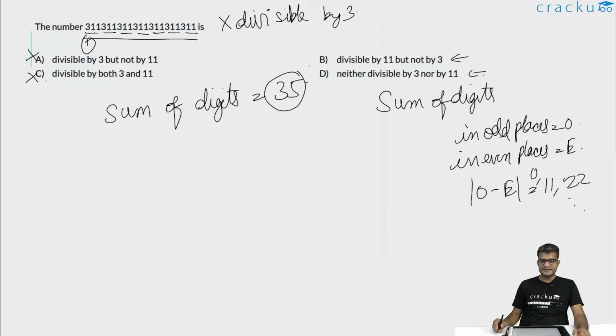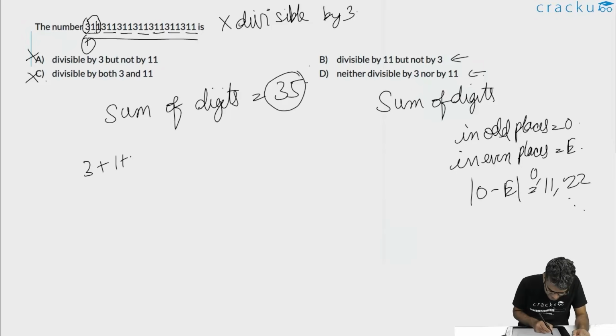What is the sum of the digits in the odd places? That will be 3 plus 1 plus 3 plus 1 is 4 plus 1 is 5 plus 3 is 8 plus 1 is 9 plus 1 is 10 plus 3 is 13 plus 1 is 14 plus 1 is 15 plus 3 is 18 and plus 1 is 19. So the sum of the digits in the odd places is 19.